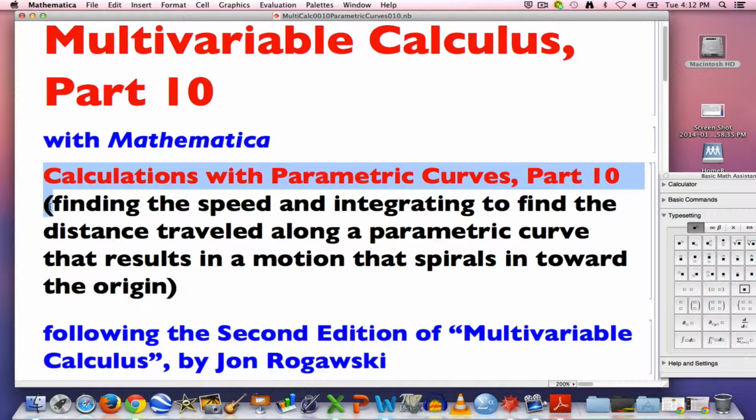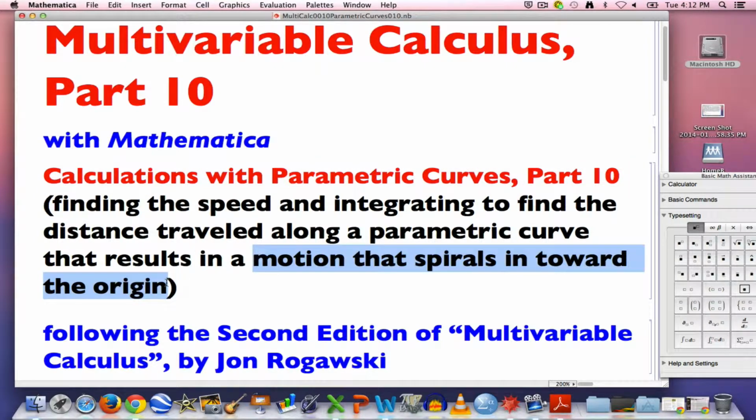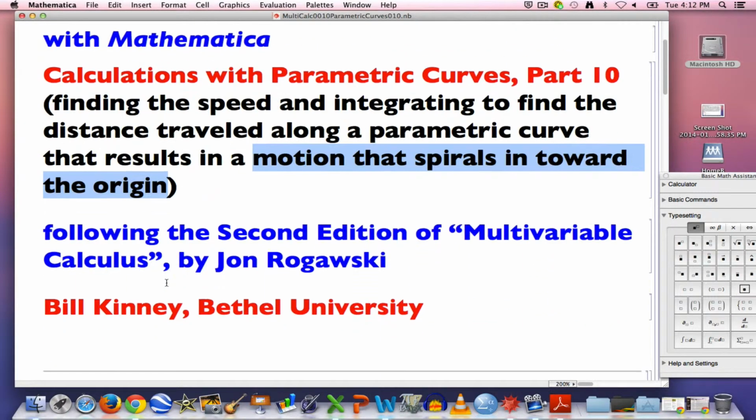In the last video we looked at a motion and tried to figure out the speed of the object as a function of time, and ultimately also the distance traveled by the object as a function of time. We're going to do the same thing here with a new kind of motion. This motion spirals in toward the origin, and we're going to try to figure out something interesting about this spiral: whether it's of finite length or not, corresponding to whether or not the distance traveled is finite or not.